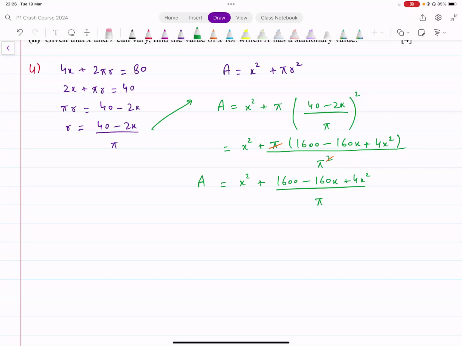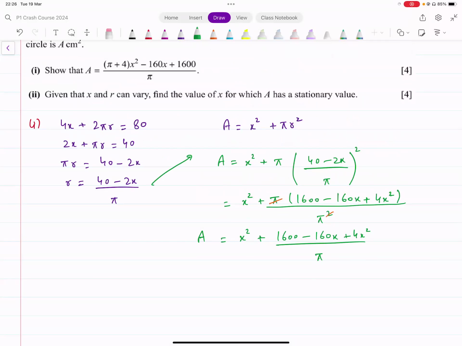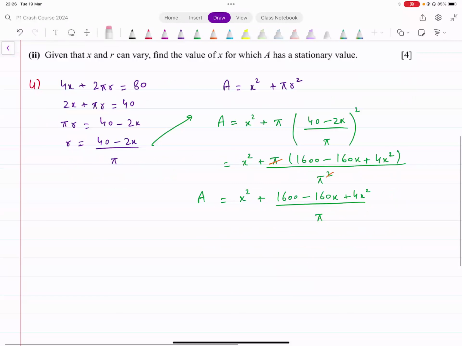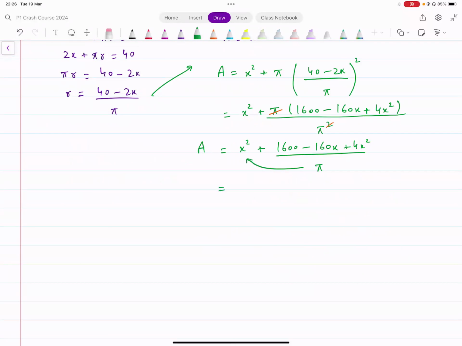Now, again, let's look at what we want at the end. So now we have everything in terms of x only, but it's not the exact form that they have asked us to prove. Notice the difference. We have one x squared term separate, and then a fraction here. In the form that they want, they only have a single fraction. So we can take the LCM here and make it a single fraction. The LCM is pi. So pi gets multiplied with x squared, and that gives us (pi x squared plus 1600 minus 160x plus 4x squared) whole divided by pi.